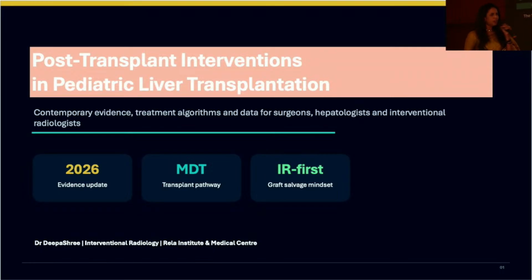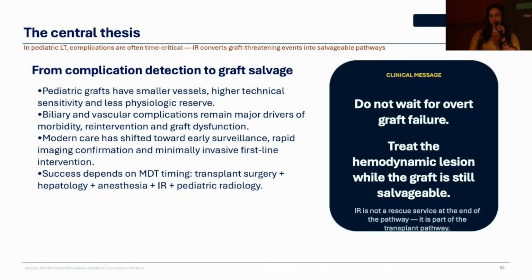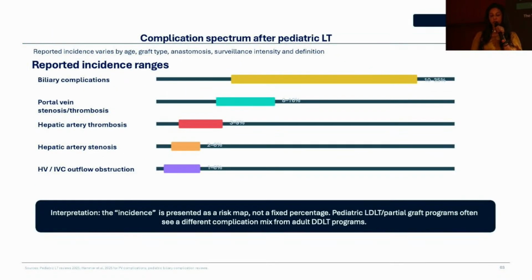So we all know, again, it's an MDT approach. It's not that IR always comes first. The most important thing when it comes to any intervention, for that matter post-transplant interventions, is do not wait for the graft failure. Do not wait for overt graft failure. So it's always surveillance. It's always the clinical signs which need to be picked up, which matters when it comes to any pediatric or adult intervention. And with regard to post-transplant interventions, the biliary complications are probably the most common.